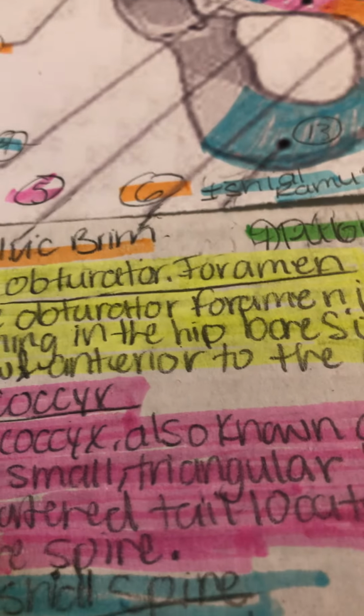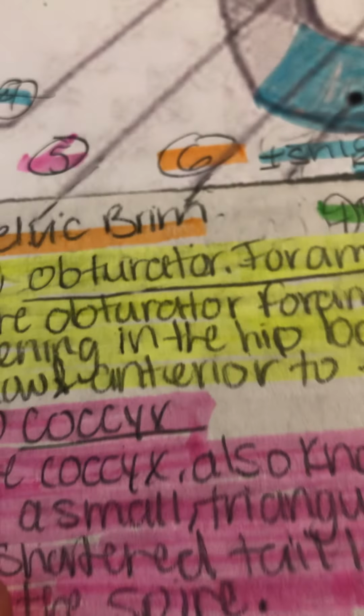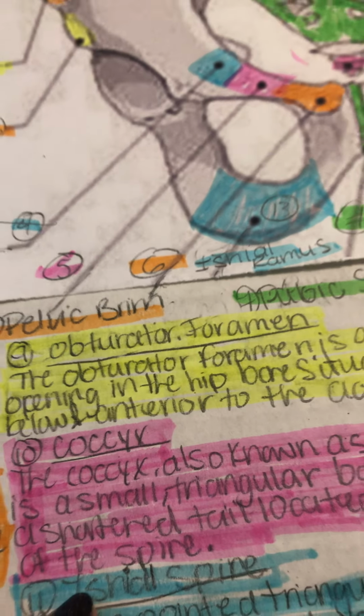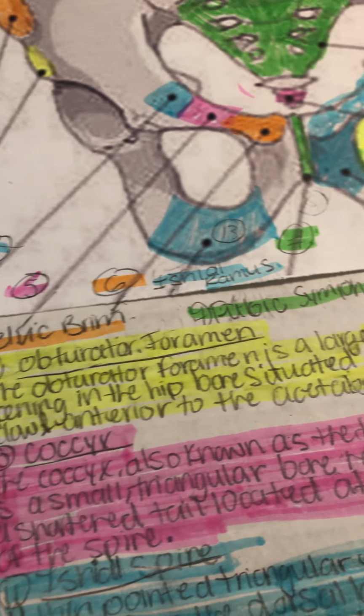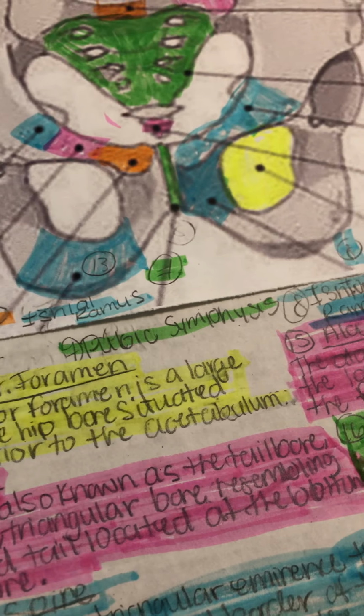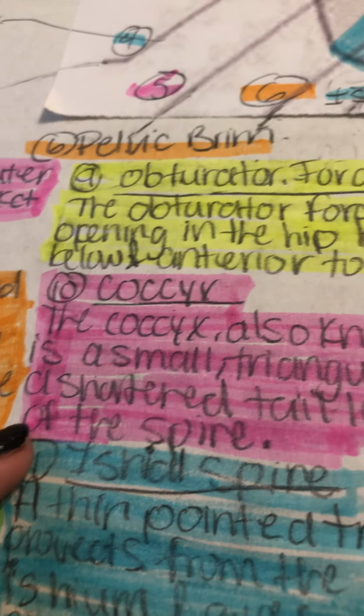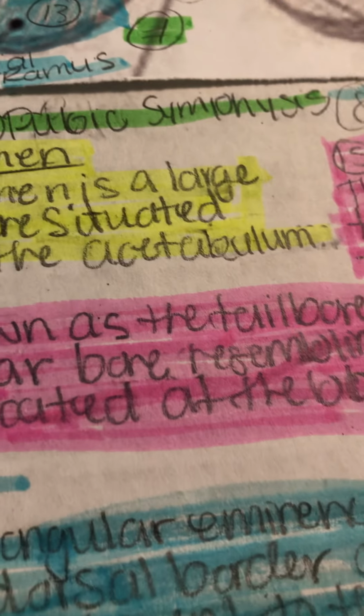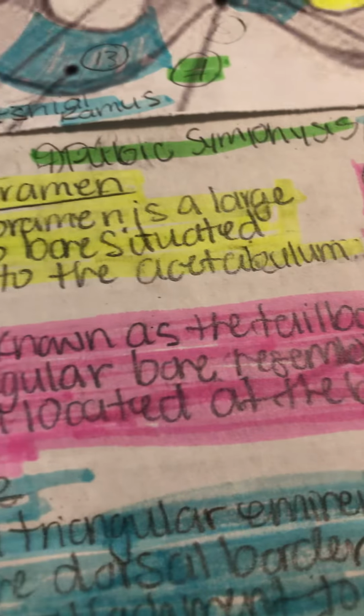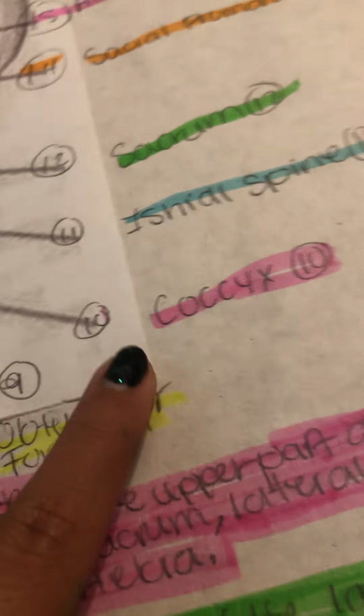Number 9, the obturator foramen, which points to right here, up there. This is the ischiopubic ramus too. The obturator foramen is a large opening in the hip bone situated below and anterior to the acetabulum. 10 is the coccyx. The coccyx is also known as the tailbone. The tailbone is a small triangular bone resembling a shortened tail located at the bottom of the spine, which goes right here.